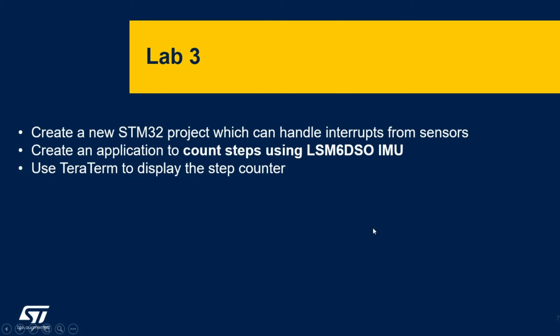In Lab 3 we will create a new project that uses the LSM6DSO inertial measurement unit. The sensor will be configured to detect the acceleration pattern associated with steps, and to maintain the corresponding step counter. When steps are detected, an interrupt is generated. The firmware will wait for the interrupt to happen, then it will read the step counter from the sensor, and it will print its value on the serial terminal.